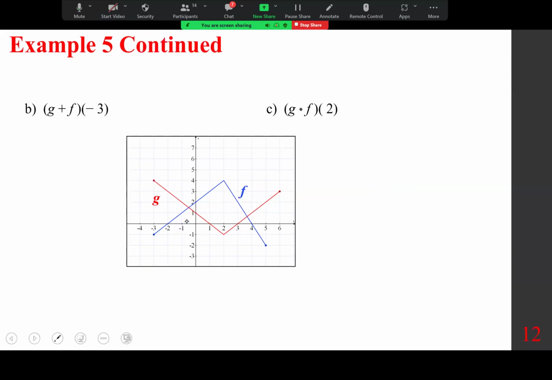We're going to continue with the same graph. The f is the blue one, the g is the red one, and we want g plus f of minus 3. By definition, it's g of negative 3 plus f of negative 3. So you locate negative 3 along the x-axis, everybody. g is the red one, so g of negative 3 is here, which has a y coordinate of 4. Remember, g represents the y coordinate. And f of negative 3 is here, which has a y coordinate of negative 1. We add the two, so we add 4 to negative 1. The result is 3.